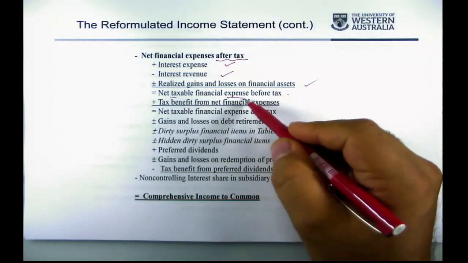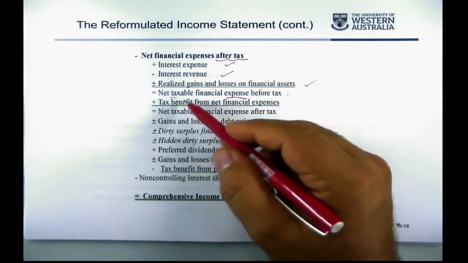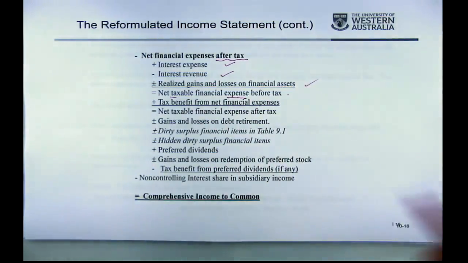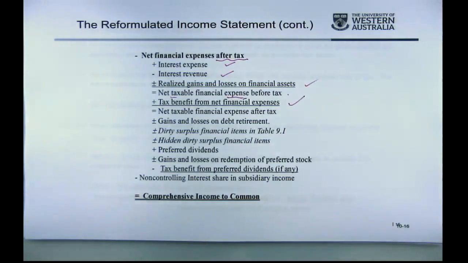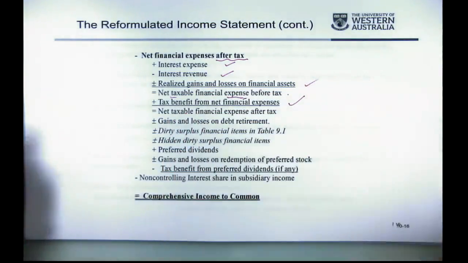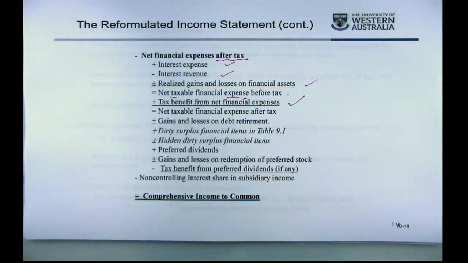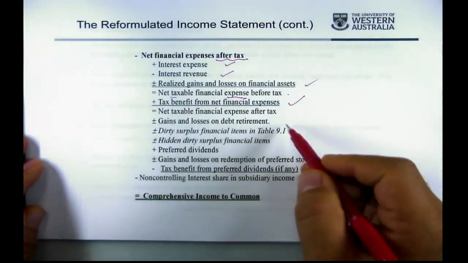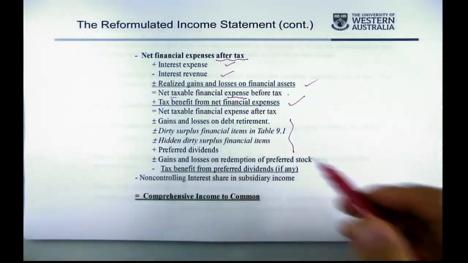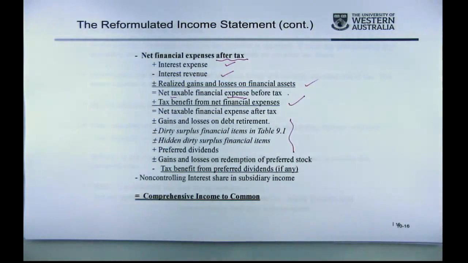It depends. It could be, again, net taxable financial income. Then we calculate the tax benefit on the expense, plus the tax benefit, or minus the tax. Again, it depends. I have to remind you again and again, it depends on whether we have an expense or an income. Then we add gains and losses on other financial items that are usually reported on an after-tax basis. These are already on an after-tax basis.